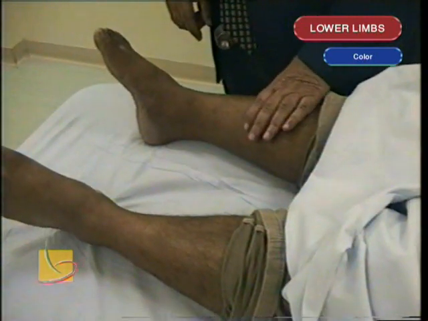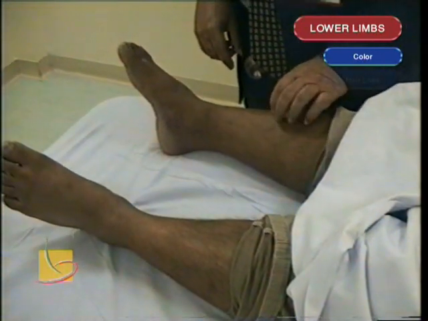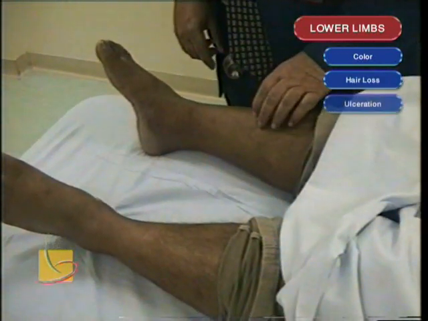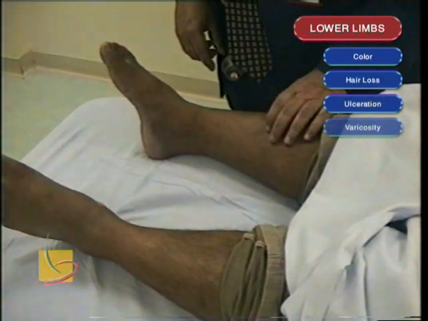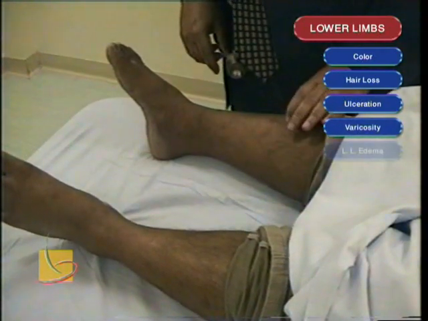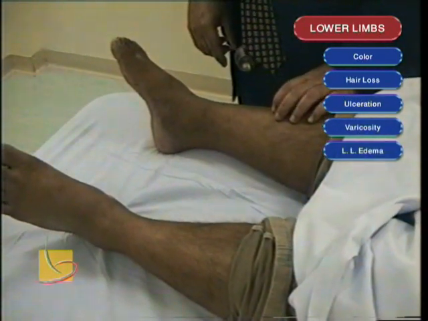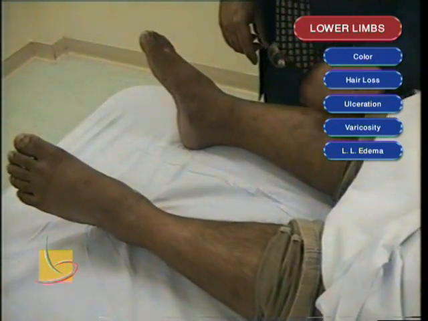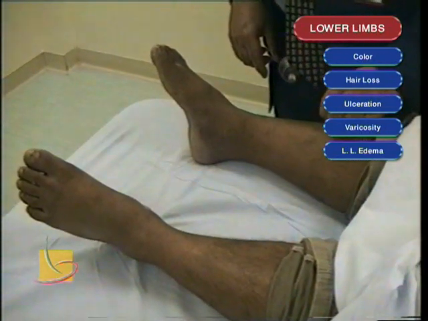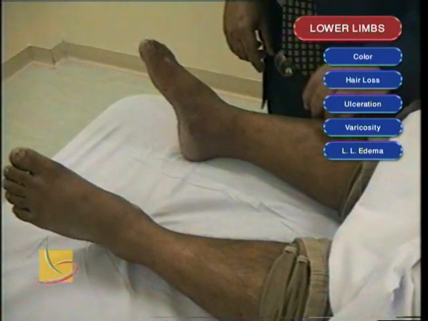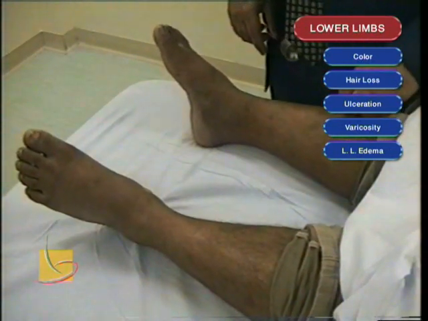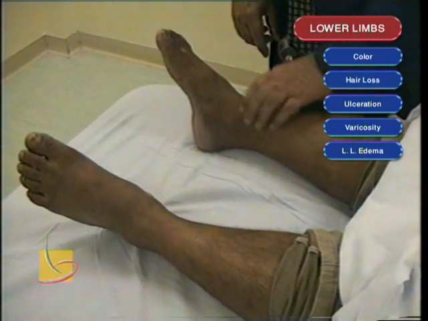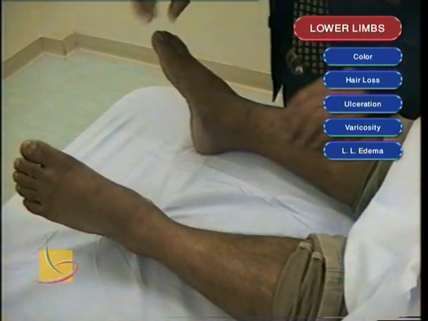So it is very important to look at the skin color, the hair distribution, if there is any ulceration or not, if there is any varicosity or not, and you have to evaluate the edema if it is bilateral or unilateral. Bilateral may be due to venous insufficiency in the two limbs. If it is unilateral, it may be due to venous insufficiency in one limb, due to more varicosity in this one, or due to deep venous thrombosis. So this patient has to be investigated for this possibility.